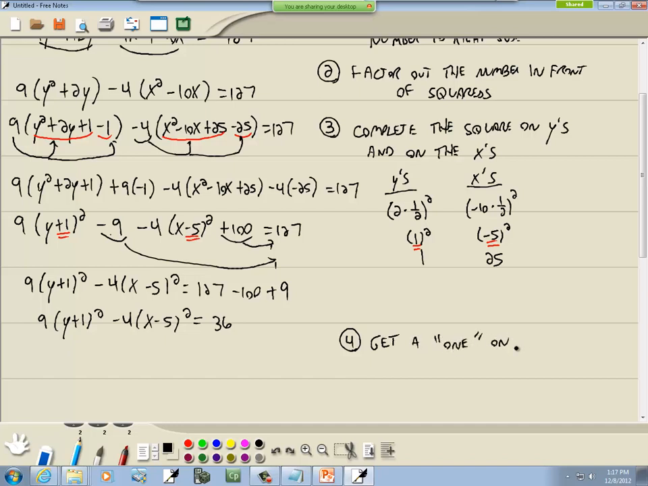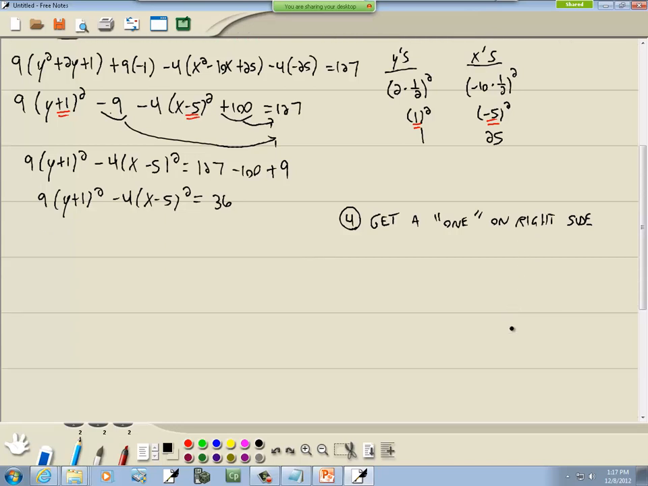We're just about there. Our fourth step is to get a 1 on the right side. Because remember, to be a hyperbola, you have to have a 1 on the right side. And well, you have to have some other things too. But we're going to get a 1 there by dividing everything by that number. So we'll divide everything by 36. So I got 9 times y plus 1 squared over 36 minus 4 times x minus 5 squared over 36 equals 36 over 36.